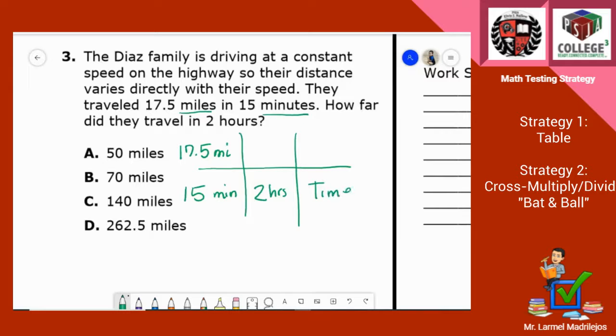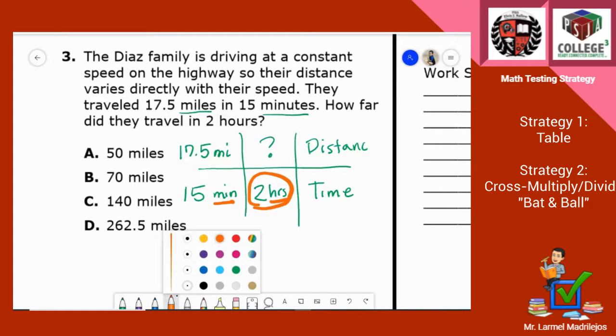Time and distance. So how far? That's the question. You need to be very careful here. The unit is minutes and this is hours. So we need to convert this number to hours, which is how many minutes in 2 hours, 120 minutes. Okay, so now we have the same unit here. Let's start the strategy, cross multiply or bat in the ball.